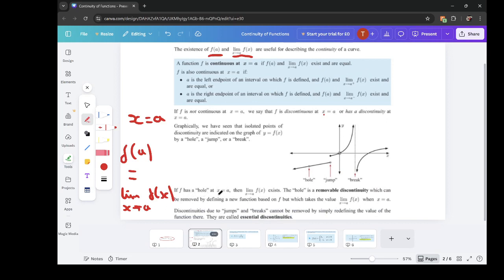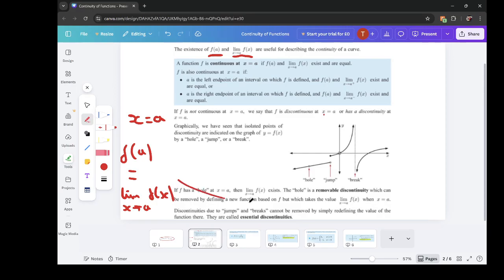Now, if f has a hole at x equals a, then the limit as x approaches a of f of x exists. The hole is a removable discontinuity, which can be removed by defining a new function f that takes the value of the limit as x approaches a of f of x when x is equal to a.